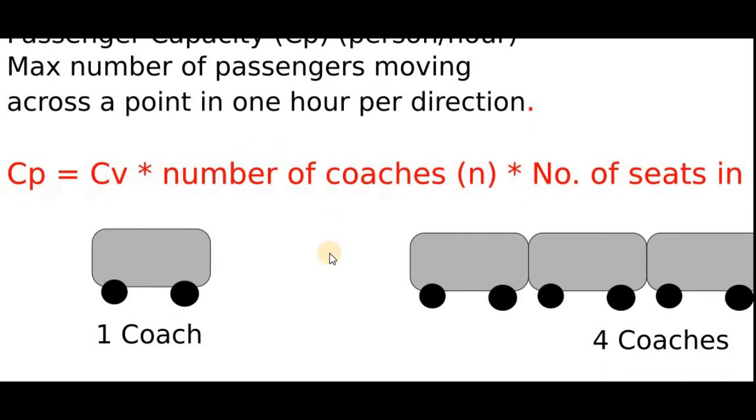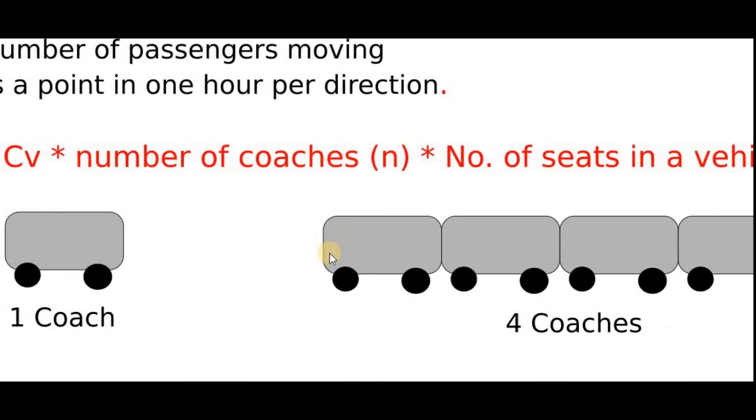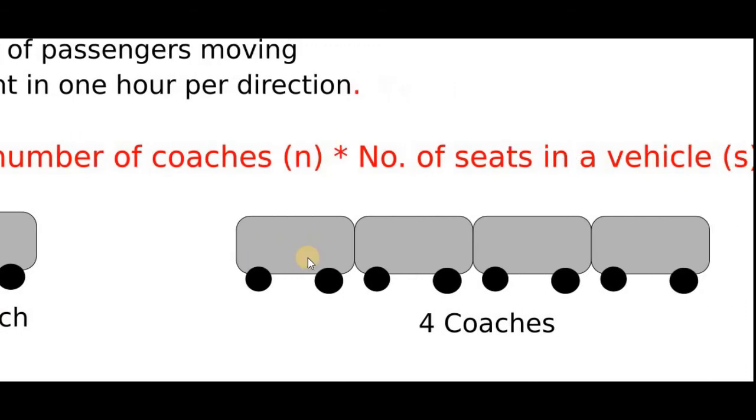Now, we have just been talking about BRTS. A bus usually has only one coach, so if you're taking an example for a bus, your N is equal to 1. This is a single coach. Metro trains have 4 coaches, so at that point your N becomes 4.